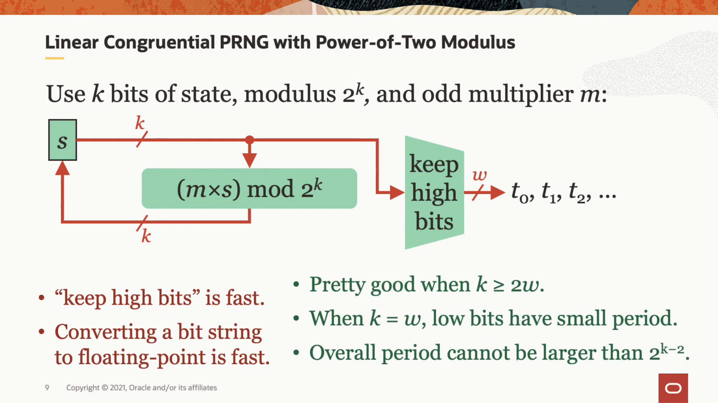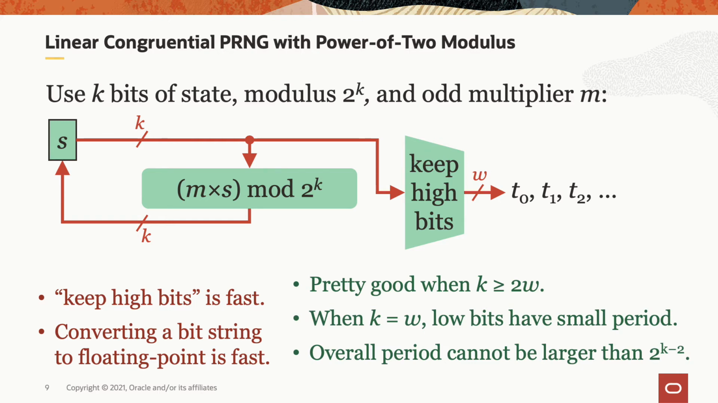An alternative more suited to modern requirements is a linear congruential generator using a power of 2 modulus. We use k bits of state, use a modulus 2 to the k, and the multiplier m must be odd. The output function, instead of requiring a floating point divide, simply retains the high W bits of the K bits of state to produce a W bit output.